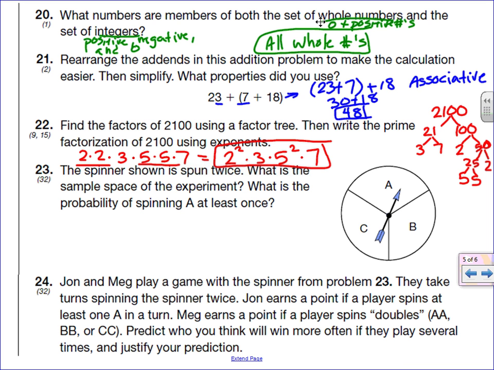A spinner shown is spun twice. What is the sample space of the experiment? What is the probability of spinning at least once? So the sample space means what are all the possible ways to spin the spinner twice. One way to do that is to make yourself a table. So my first spin, and then my second spin. I'm going to rearrange that. It makes more sense for the second spin to be on the left to me. Doesn't matter, it's your choice.